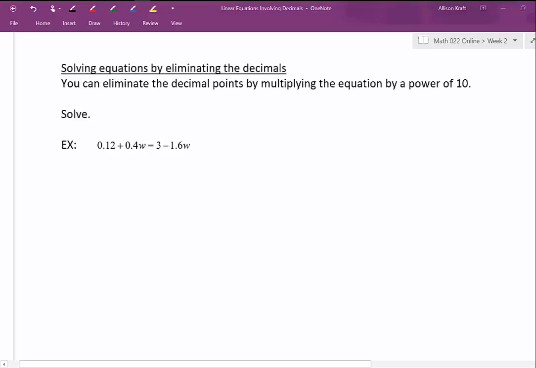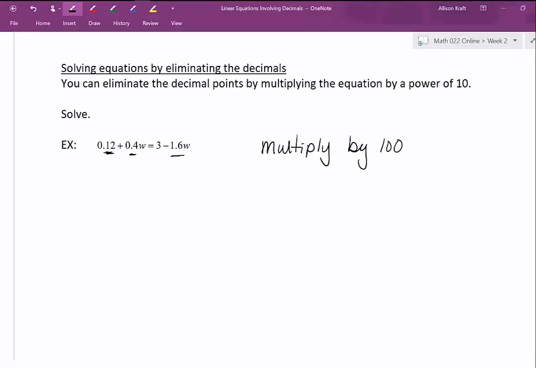So you'll notice that this 0.12 has 2 digits to the right of the decimal point. This one has just 1. This one has just 1 as well. So 2 digits to the right of the decimal is the maximum number. We are going to multiply then by 10 to the second power, or 100. When you multiply by a power of 10, it moves our decimal point however many zeros you have in that multiplier.